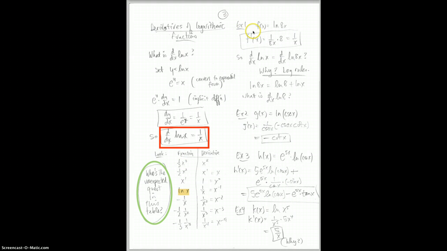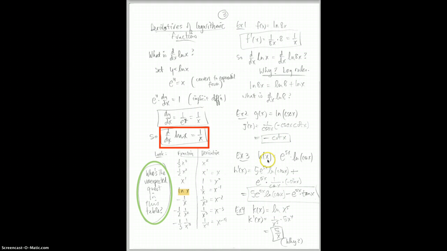Next, the derivative of ln of 8x is 1 over 8x times the derivative of what's inside, which is 8. And that cancels to 1 over x. The reason you get the same derivative of ln of 8x as you would of ln of x is because the ln of 8x equals the ln of 8 plus the ln of x, and the derivative of ln of 8 is 0. If your function is ln of cosecant of x, you get 1 over cosecant of x times the derivative of what's inside, and you get a cancellation.